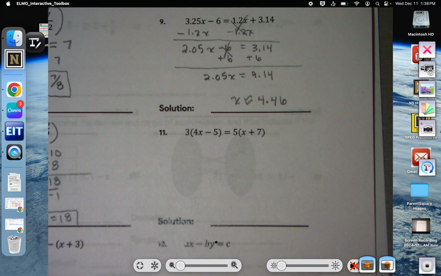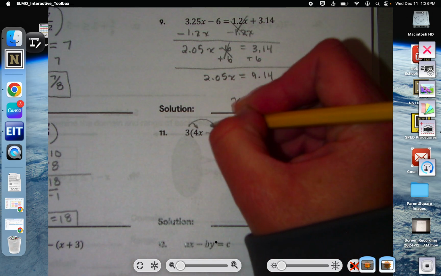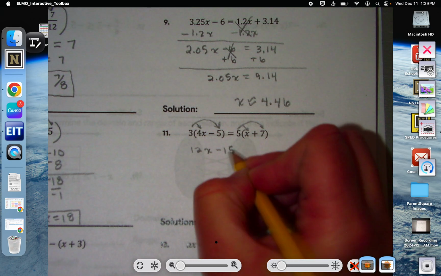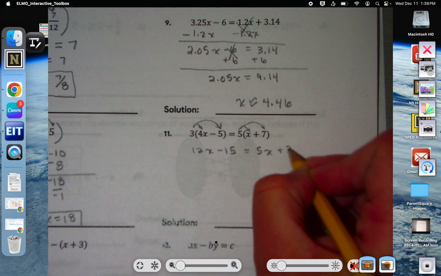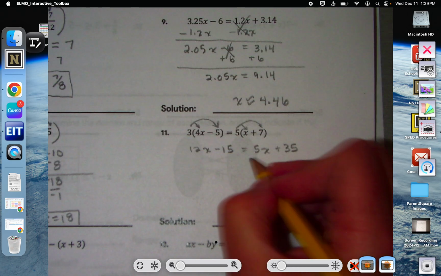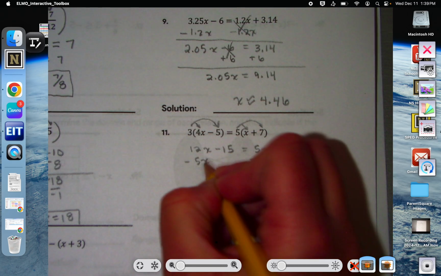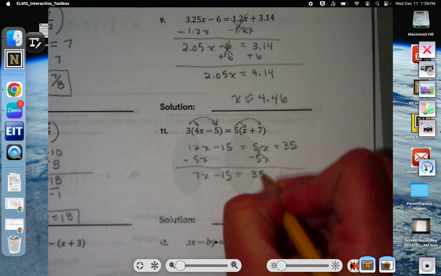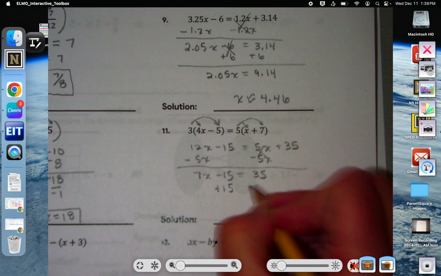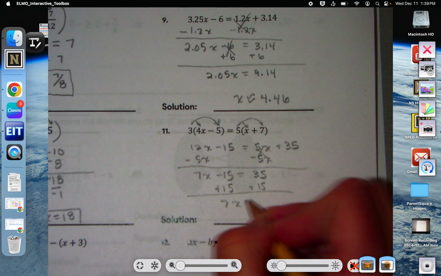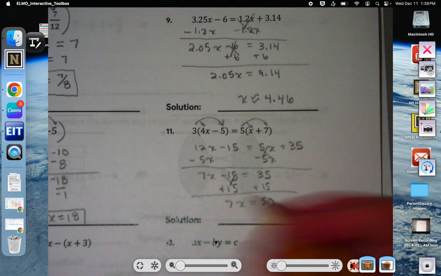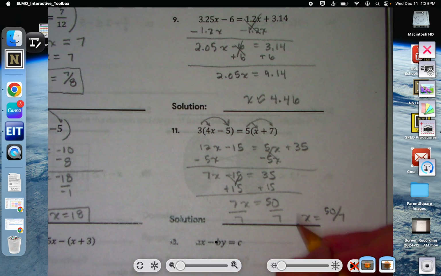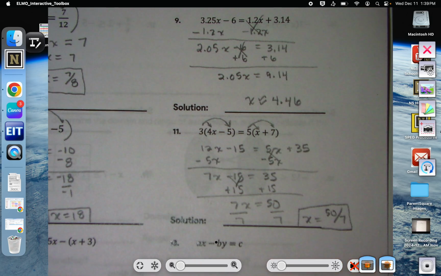Okay. Number 11, I distribute on both sides. I'm going to get 12x minus 15 equals 5x plus 35. I'm going to subtract 5x from both sides. 7x minus 15 equals 35. Add 15 to both sides. 7x equals 50. Divide by 7. X equals 50 over 7. Again, not a pretty number, but it works.